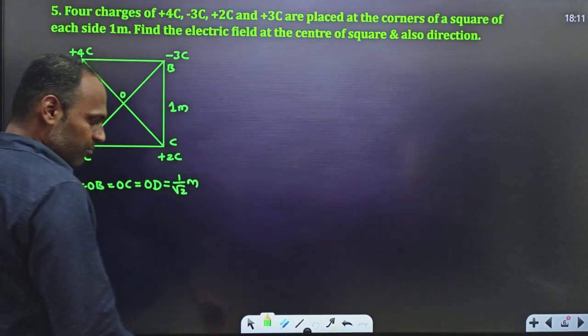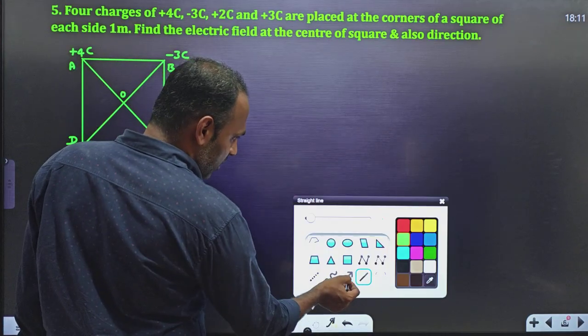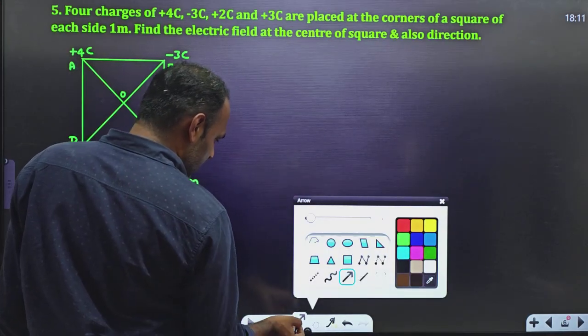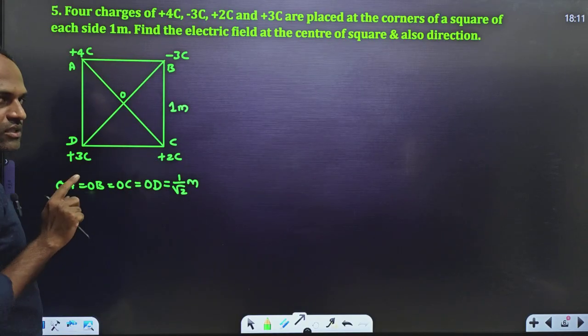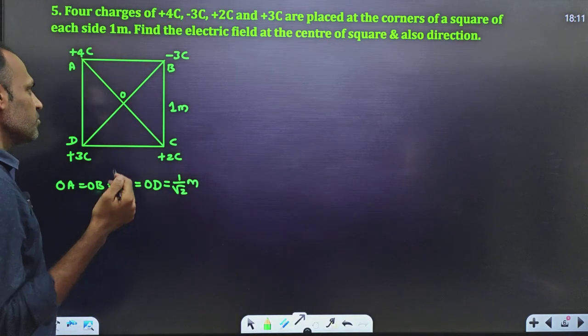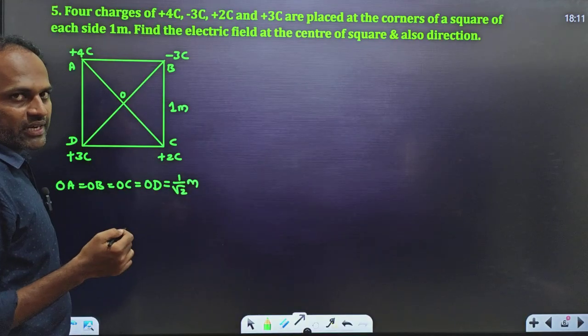We have to find electric field at the center. So to find electric field at the center, first mark the direction of the electric fields. How many fields will be there? Total there are 1, 2, 3, 4 charges. If there are 4 charges, 4 electric fields will be there, right? So I will mark the direction of the electric fields.